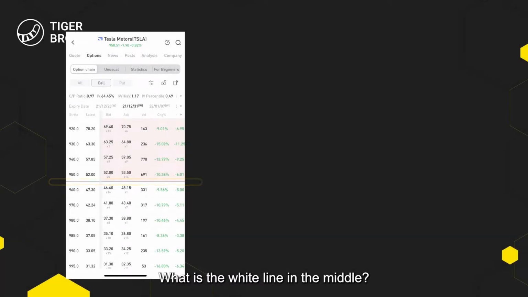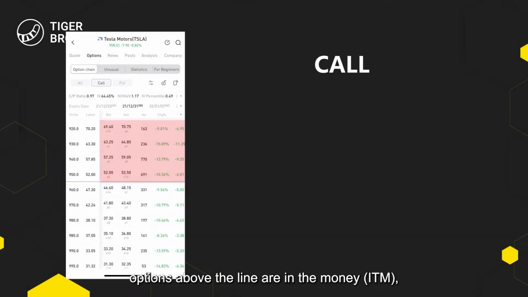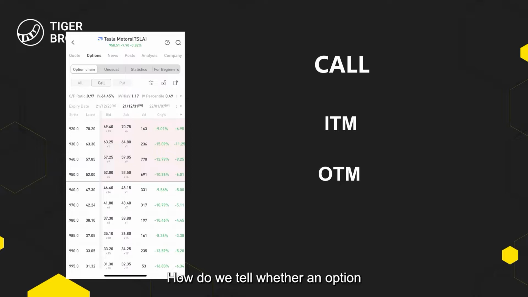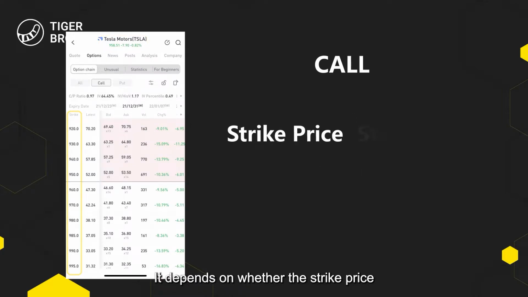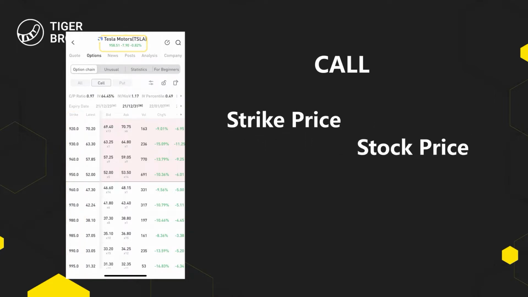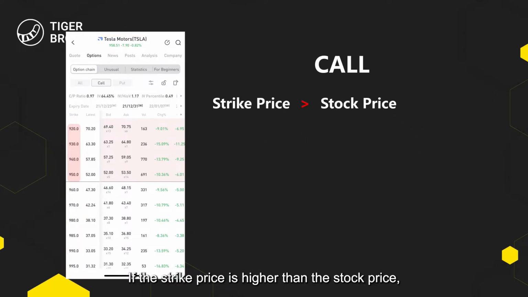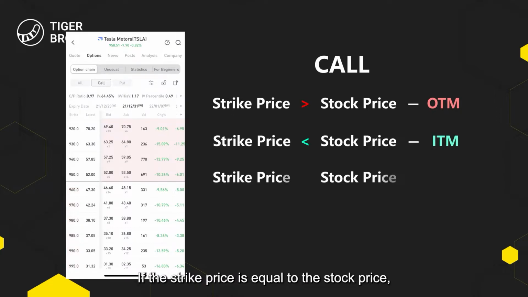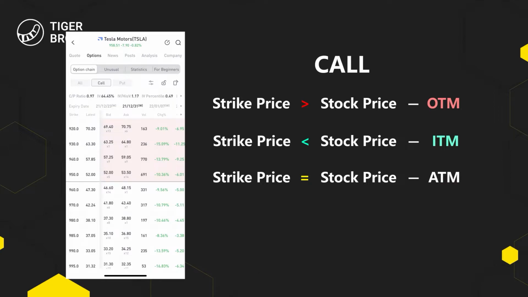What is the white line in the middle? For a call, options above the line are in the money, while options below the line are out of the money. How do we tell whether an option is in the money or out of the money? It depends on whether the strike price or the stock price is higher. If the strike price is higher than the stock price, the option is out of the money. If the strike price is lower than the stock price, the option is in the money. If the strike price is equal to the stock price, the option is at the money.